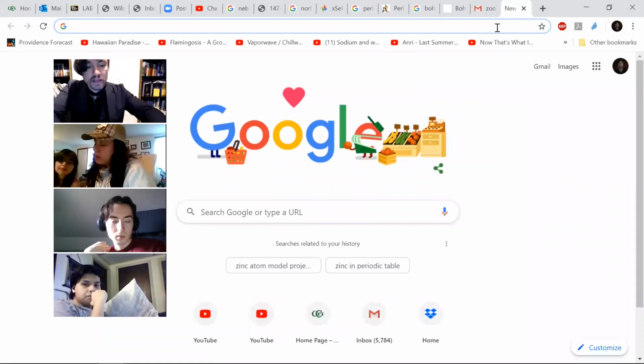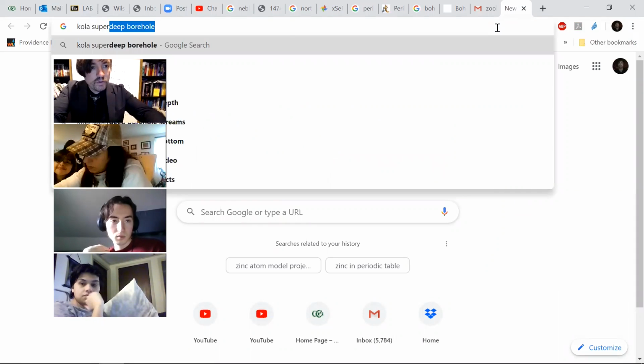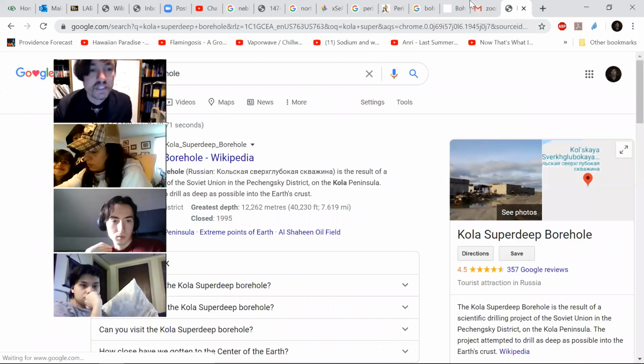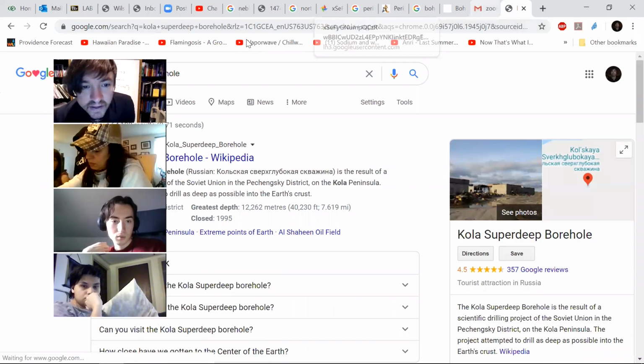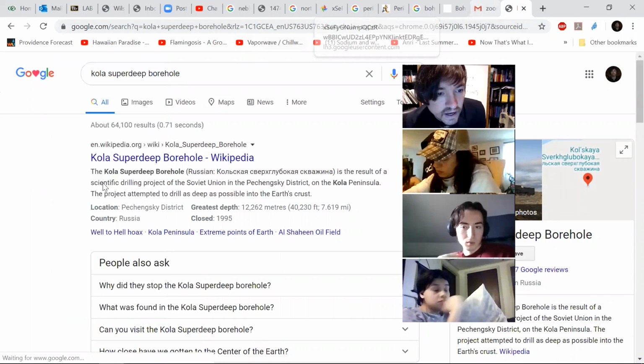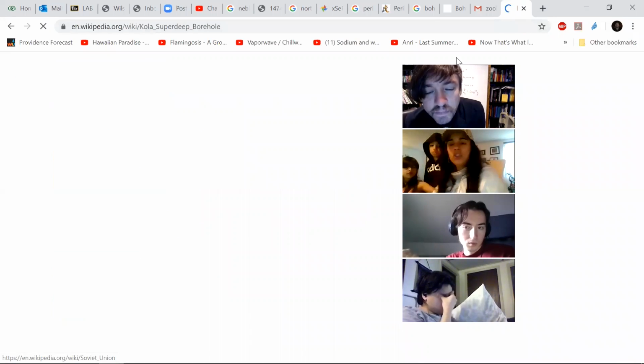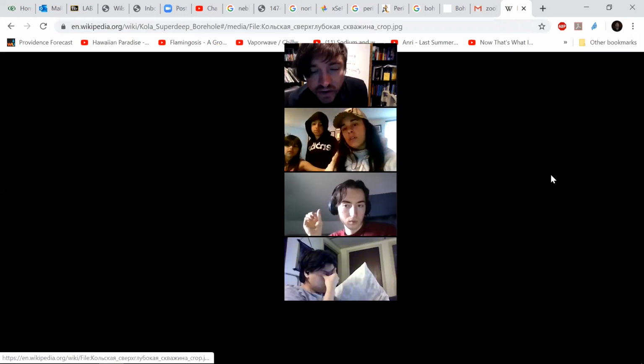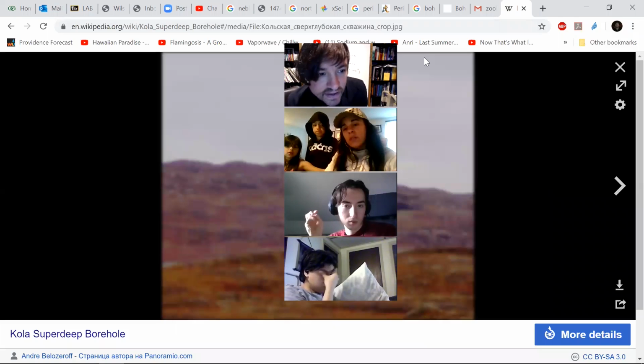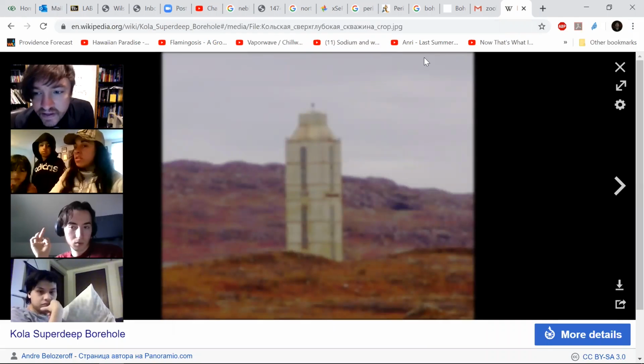Technically, I think the deepest point is called the Kola Super Deep Borehole, which has now been decommissioned, but was a Russian expedition to drill a sort of pipe as deep as they could into the Earth. Now it kind of sits in this abandoned scrapyard. It would be kind of a cool place to visit.